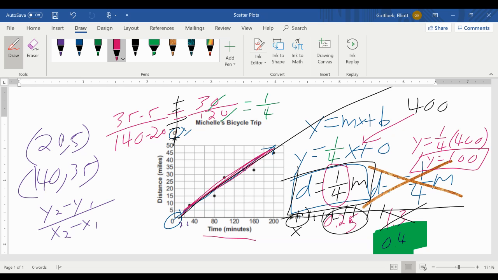And that seems to follow this trend. I mean, at 200 minutes, she rode 45 miles. So 100 doesn't seem far off for 400 minutes. We're doubling this, so it's kind of like doubling this. Again, it's a line of best fit. It's not completely accurate, but it's the best estimation you can give based on the data. So I hope that helps. I know that's a lot of stuff there, but good luck.